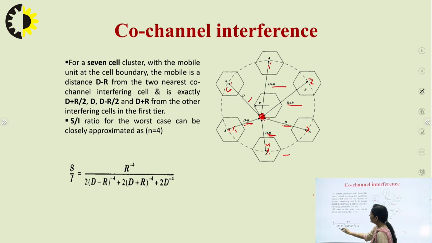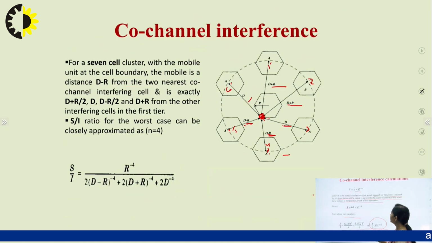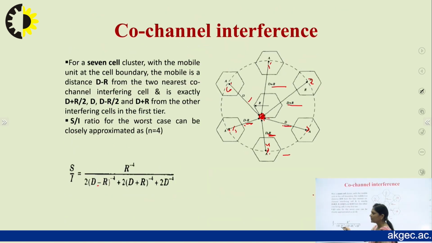So ultimately in the last equation where we were writing D, the distance between the co-channels can be written as D minus R. 2 co-channels are at D minus R distance, 2 co-channels are at D plus R distance and 2 channels are at D distance. So this has been given in terms of that particular distance. So this is the equation in terms of distance if we are considering cluster size as 7 and the number of cells that are interfering are 6.